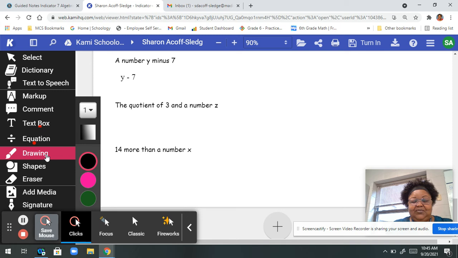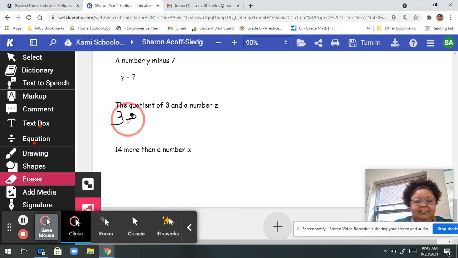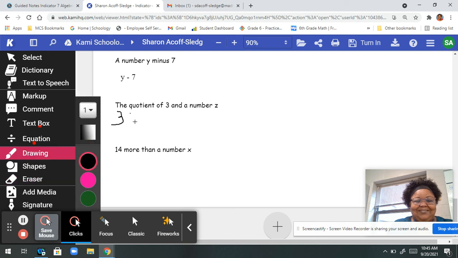Now this one, I'm going to go back to my drawing tool again. The quotient of 3 and a number z. So that would be 3 divided by z. Okay, because that's what quotient means. Quotient means divide. 3 divided by z. Or, like we did before, we could do 3 over z. That also means 3 divided by z.